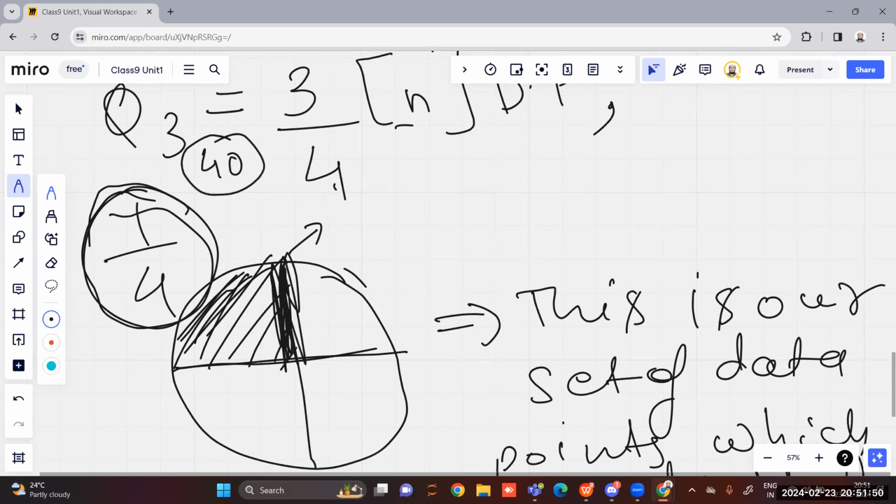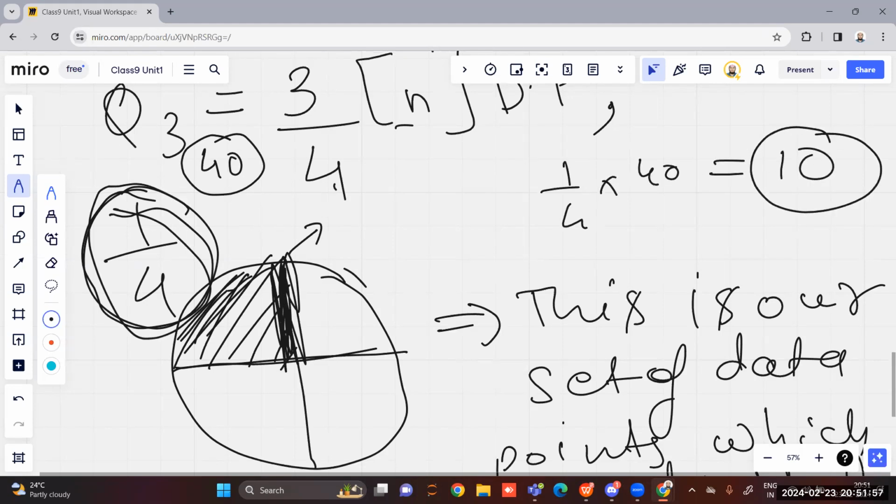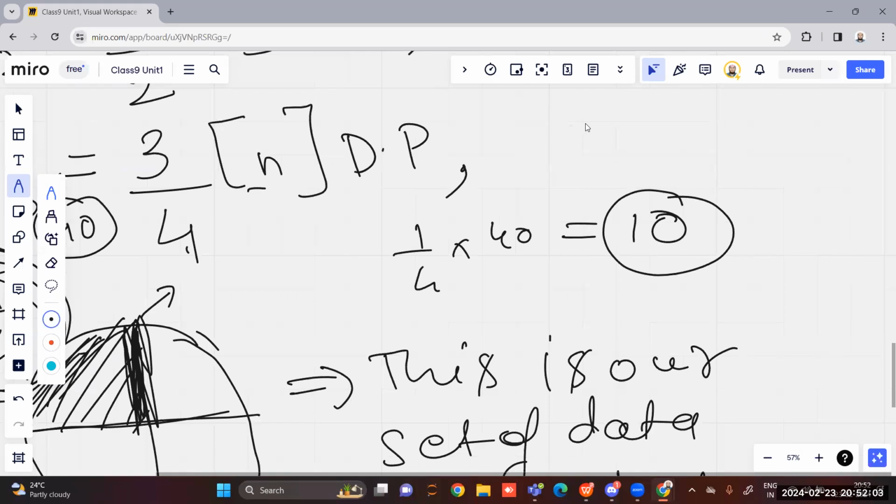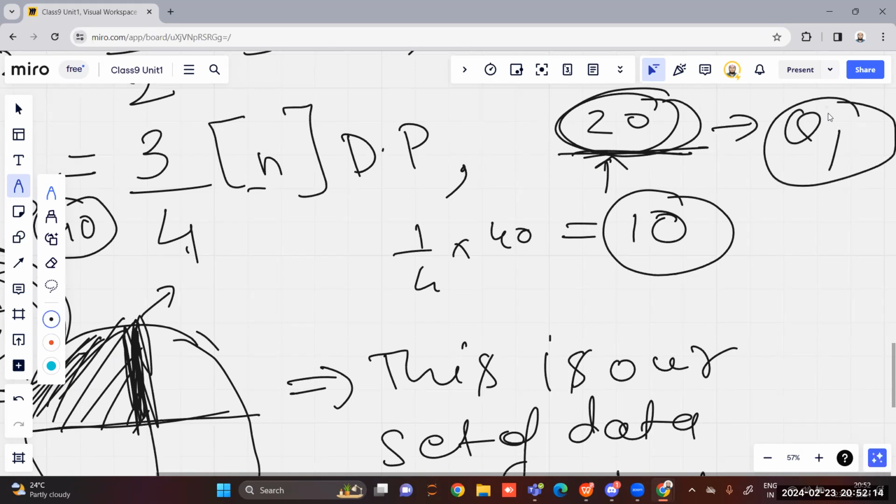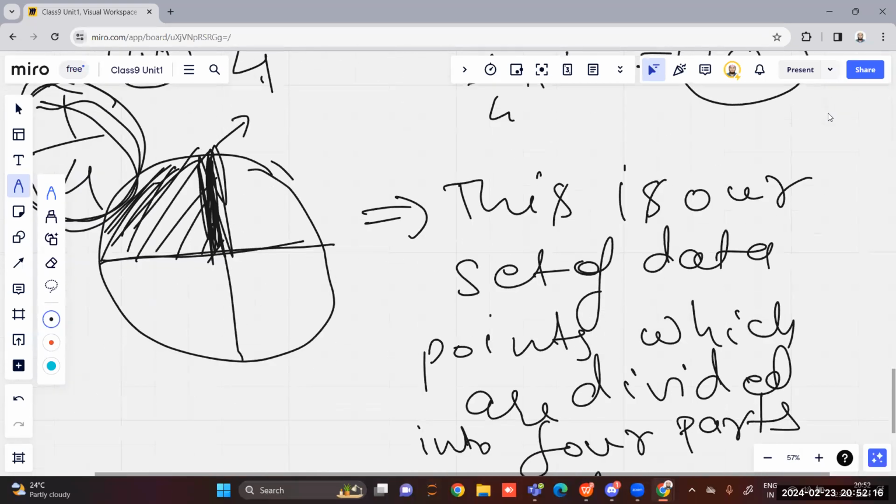So if I divide 40 by 1/4, then what will be the answer? 10. Yes or no, Zaid? Yes. So suppose on the 10th data point, when we are listing the numbers in ascending order, the number is 20. This 20 becomes the first quartile. Did you get it? It will be more clear when we do it.